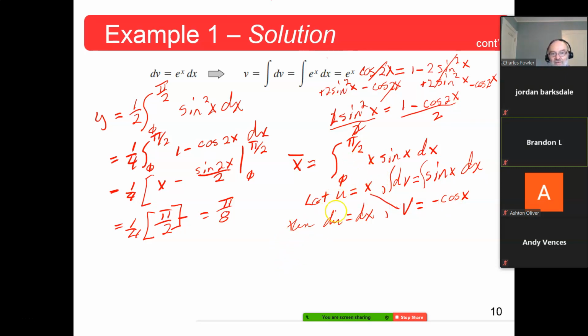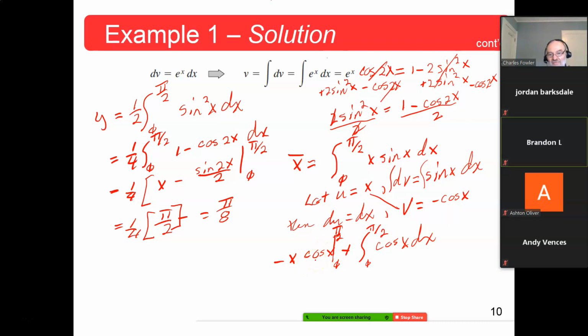This integral here is going to be the product of u times v, which is minus x cosine x, and it normally would have been a minus, but then you've got a minus here, so that's going to be a plus the integral of cosine x dx. Now you're evaluating this from 0 to pi halves, and this from 0 to pi halves. Remember, when you do have a definite integral, you do evaluate this there too.